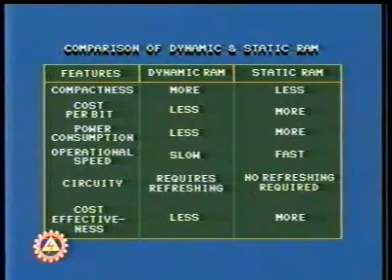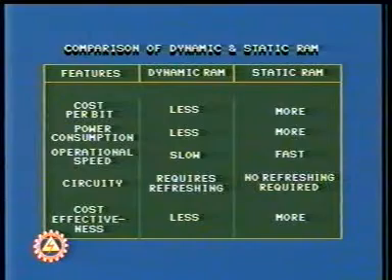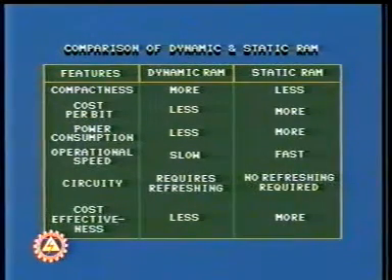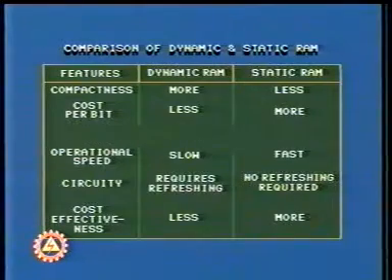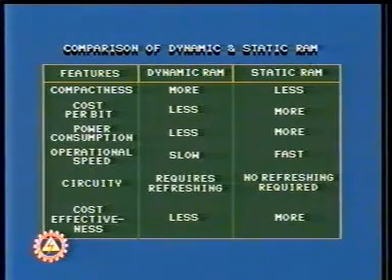A comparison of dynamic RAM versus static RAM will show a distinct advantage of dynamic RAM over the static RAM. Dynamic RAMs are more compact than static RAM. The cost per bit of dynamic RAM is substantially less than that of static RAM. Power consumption is also significantly less than the static RAM. Dynamic RAM is slower in operation. It requires an additional refresh circuit.